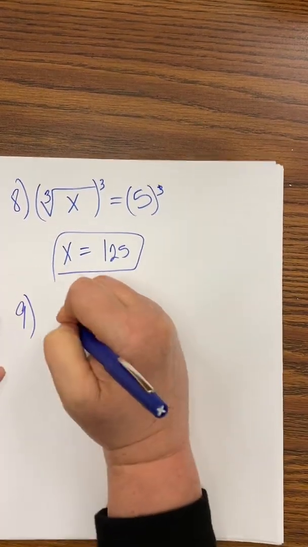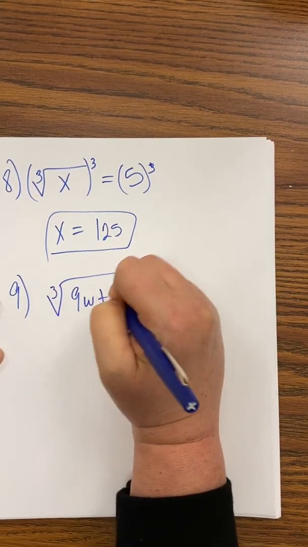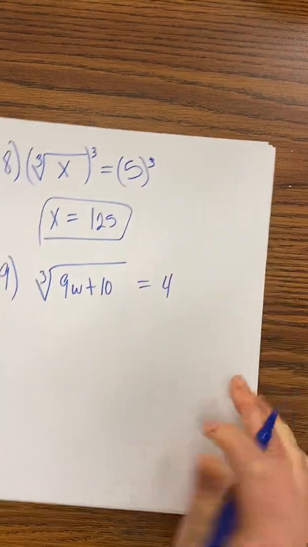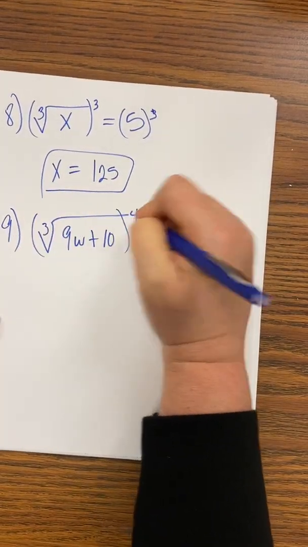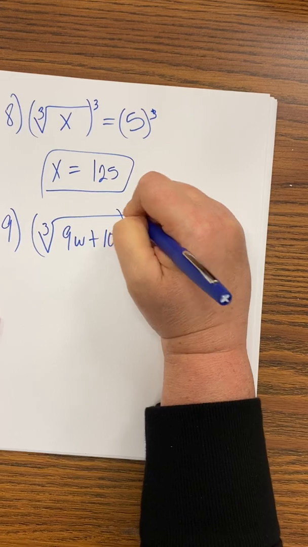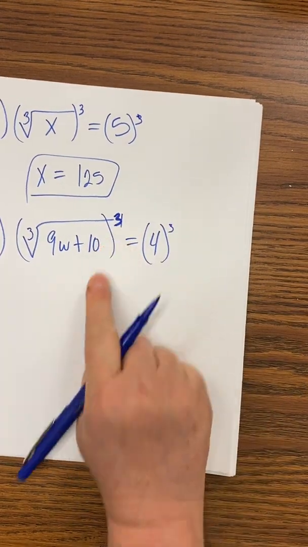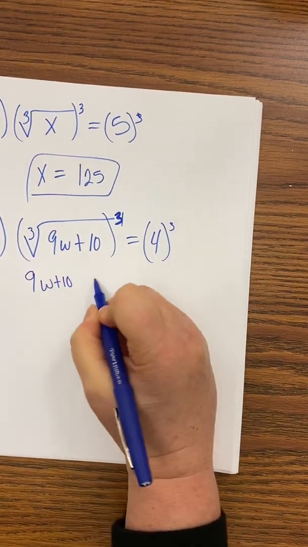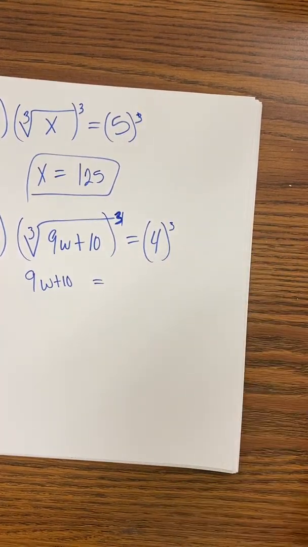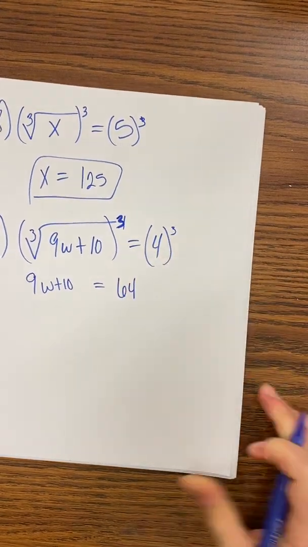Number 9, you've got the third root of 9w plus 10 equals 4. Again, it's the third root. So whatever the root is, that's what the exponent is. So it lifts that radical. So you got 9w plus 10 equals 4 to the third. 4 times 4 times 4 is 64.